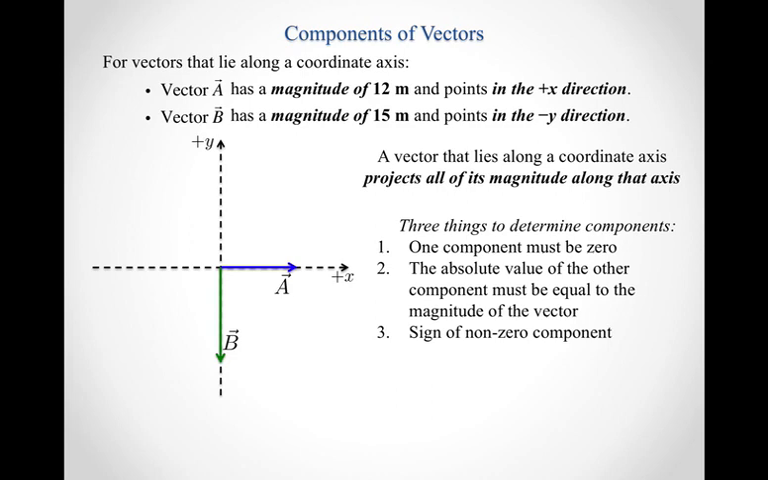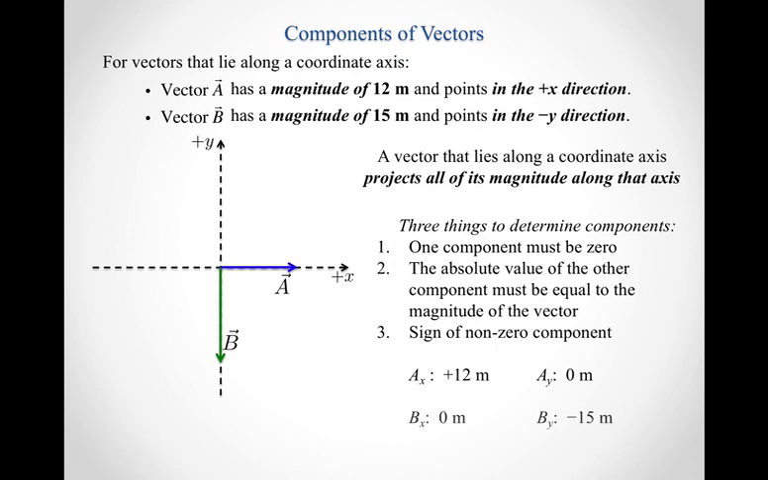So if we think about the two vectors that we've got here as examples, vector A lies along the x-axis, which means its y component has to be 0. This is another way of saying that lying along the x-axis means that vector A doesn't point up or down at all. It doesn't point in the y direction at all. The x component then is going to get all 12 meters. So we know the magnitude of vector A is 12 meters. All that has to go into the x component. And then what's left is, what's the sign of that x component? Since vector A points in the positive x direction, I need a positive sign.